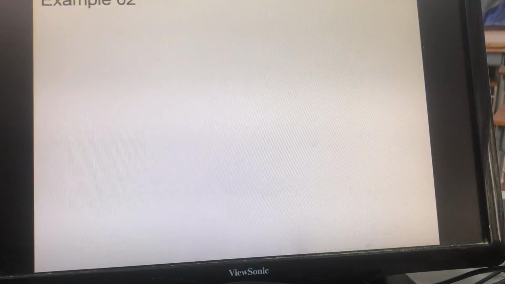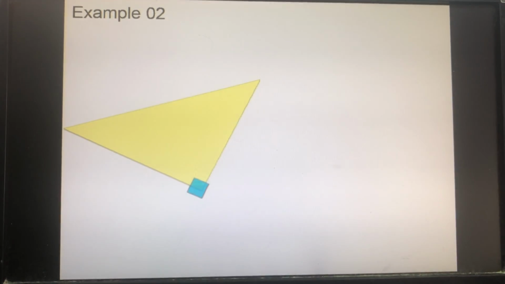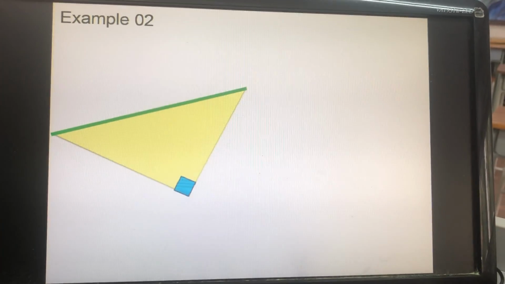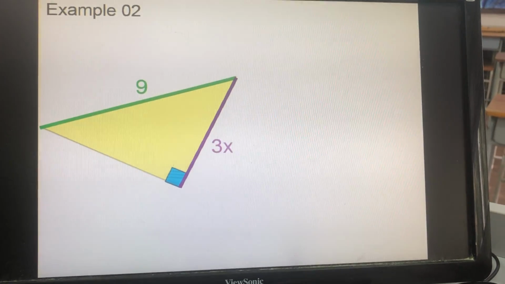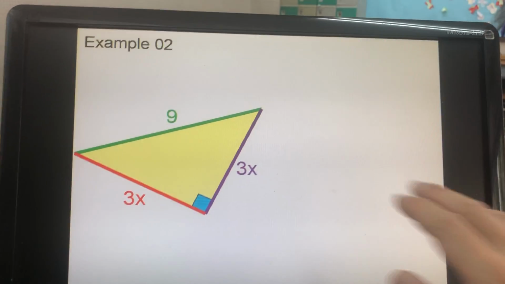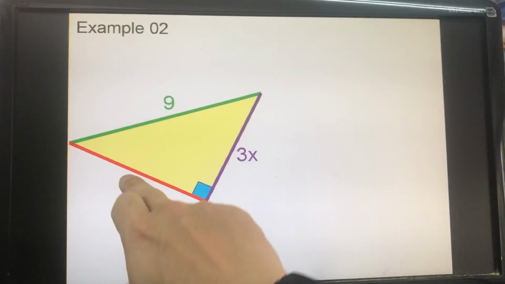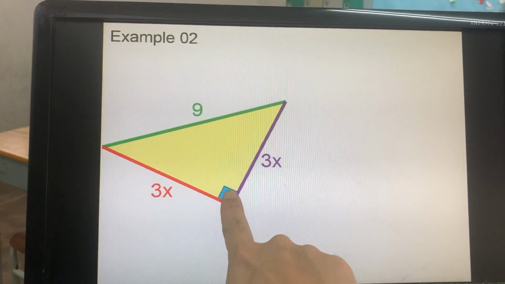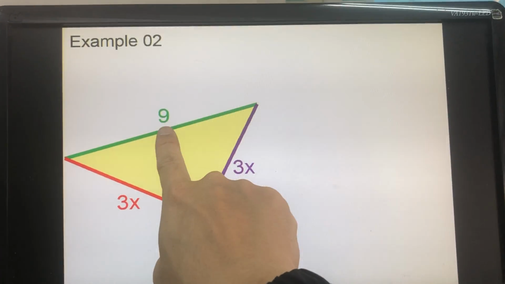Now, please look at this example. This is a triangle, and we have a right angle here, so this is a right angle triangle. You are given that this side is 9, this side is 3x, and this side is also 3x. So are you able to relate them together using Pythagoras theorem? Which one is the hypotenuse? Which one is far away from the right angle, not next to the right angle? Yes, it must be the 9. This one is the hypotenuse.